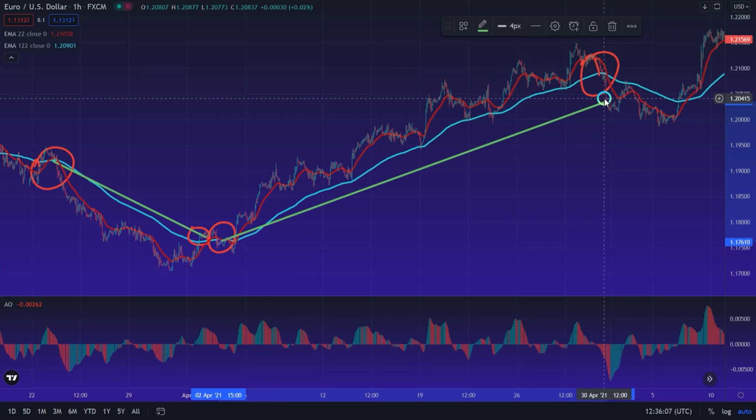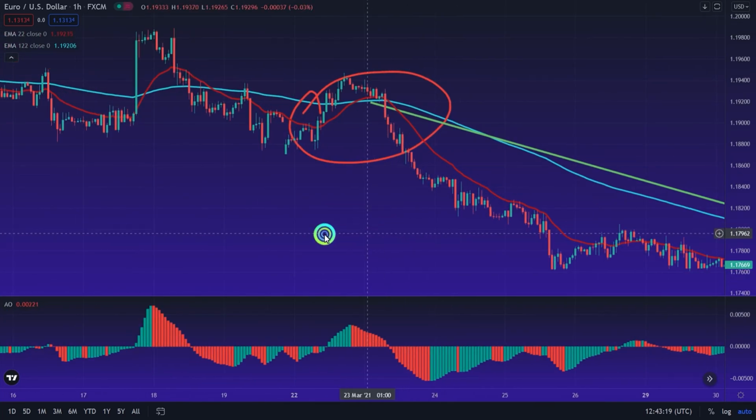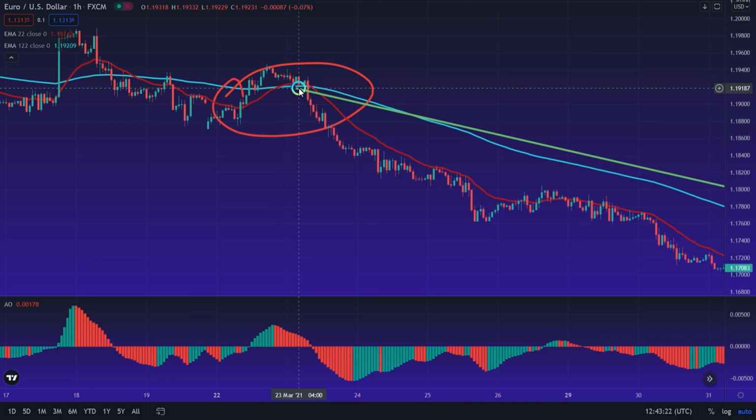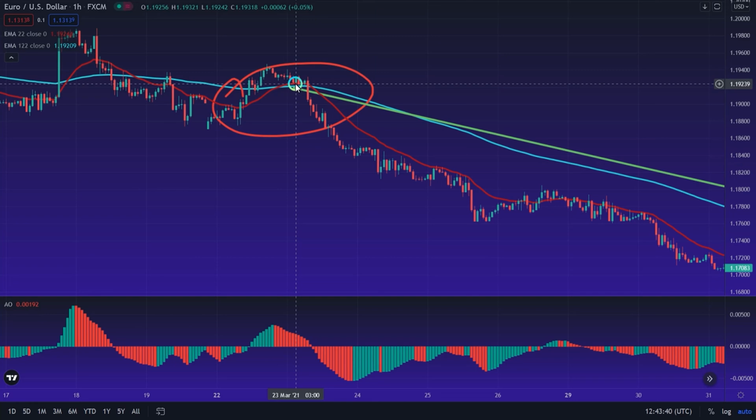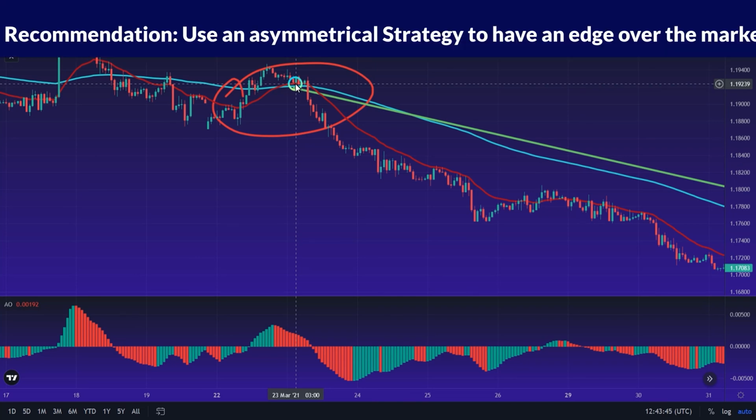Now let's see the sell trades. So the sell trades are really similar to the buy trade setup, and I don't want to waste your time, so let's just jump right into it. We will have an Awesome Oscillator, of course, for the entry rules, and for the exit rules we will have an EMA crossover. The numbers are entirely different because here on this channel I always tell that when you are using an asymmetrical strategy, you are so much ahead of the competition, and you are not that predictable if you are using a completely symmetrical strategy.